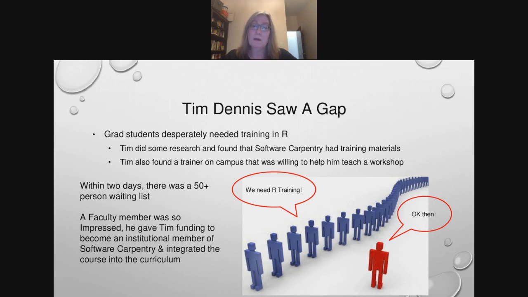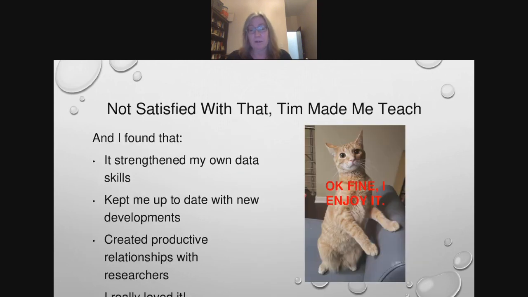And he also had Tim do a course on data science, a full course on data science as part of his curriculum. So a couple of students coming to Tim and saying, we need to learn R, sort of spawned this because Tim immediately recognized the importance of this. And it worked out for him because he was not satisfied with him teaching. He wanted me to as well.